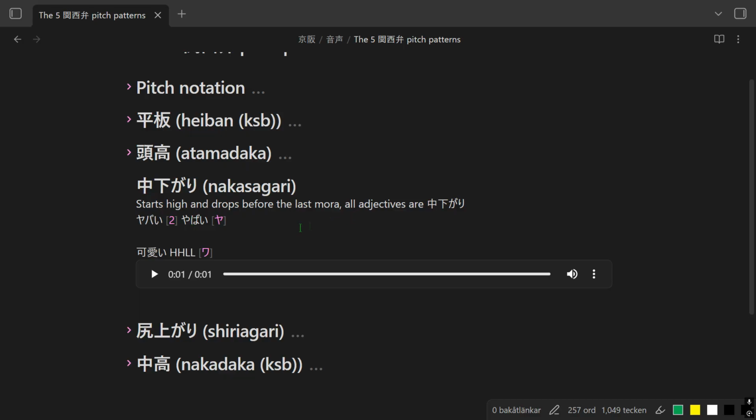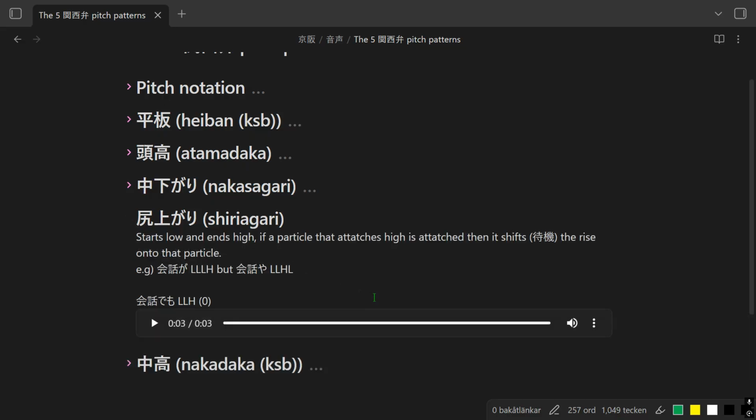If you can't hear the pitch, that's perfectly fine. I just want to introduce the different patterns and give you a rough idea of what they sound like, so when you're listening in your own immersion, you can get a better grasp on these pitch patterns.